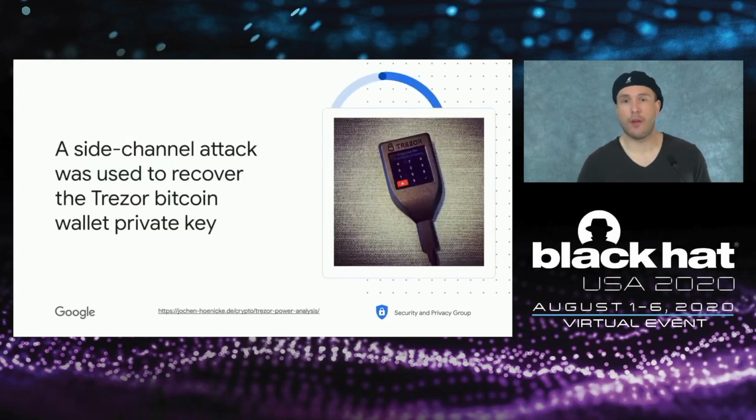An example of how powerful side channel attacks might be is this attack, which occurred a few years back, where people were able to lift out from a Trezor, which is a hardware Bitcoin wallet, the private key of Bitcoin wallets. It shows you how powerful it can be and how devastating a side channel attack can be for secure hardware.